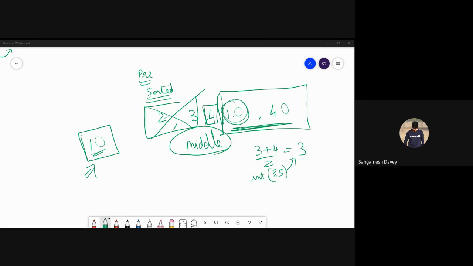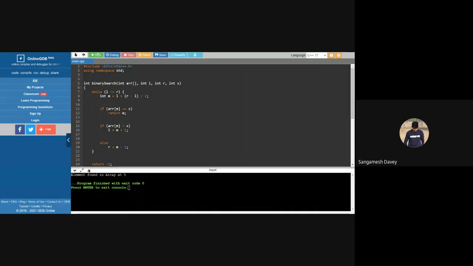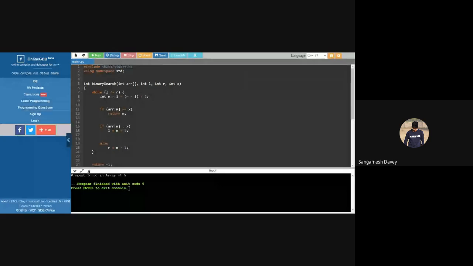I'll show you a code, and there's one very small thing in the code which I want all of you to notice, and I want you to tell me why it is that way. Okay. Again, let me quickly do it. While left is obviously lesser than right, you find out the middle.